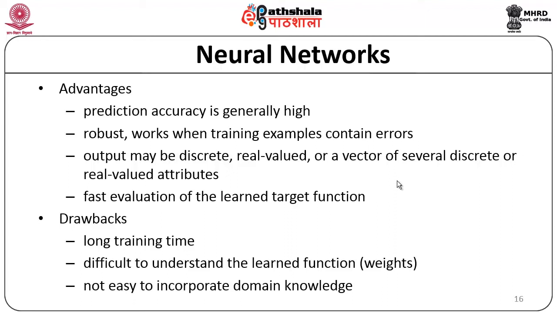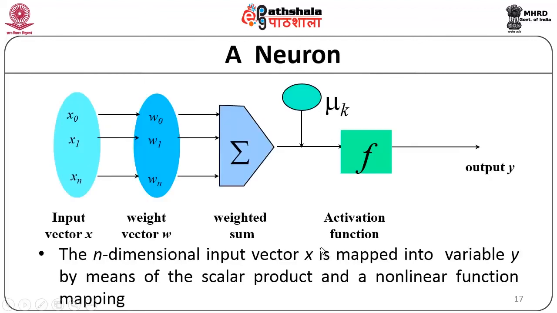The evaluation with respect to the learning is going to be very fast, but on the other side the same neural network takes more time for the purpose of learning, and it is difficult to understand the learned functions, and moreover it is not easy to incorporate the domain knowledge. We will understand why these drawbacks are there based on a model which highlights a neural network model.